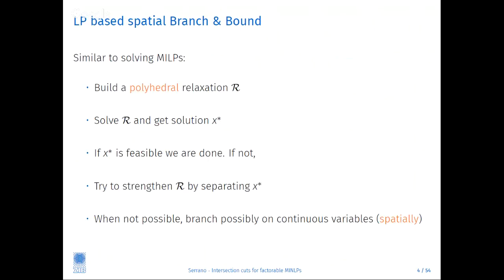So the way to solve these problems is basically the same as we solve mixed integer linear programs. We build a linear relaxation of it, then we solve it and get the LP solution. If this is feasible, we're happy. If not, we try to separate it and strengthen the relaxation. The only difference is that when we cannot separate, instead of branching on an integer variable, we branch on a continuous variable. Okay, and I'll show later why this makes sense.